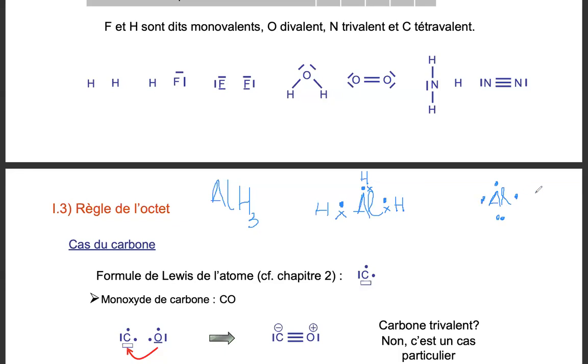Now we have hydrogen there. You have hydrogen there. So this hydrogen contributes this, this other hydrogen contributes this, and this other hydrogen contributes this electron. So if you count how many? 1, 2, 3, 4, 5, 6, 7, 8.